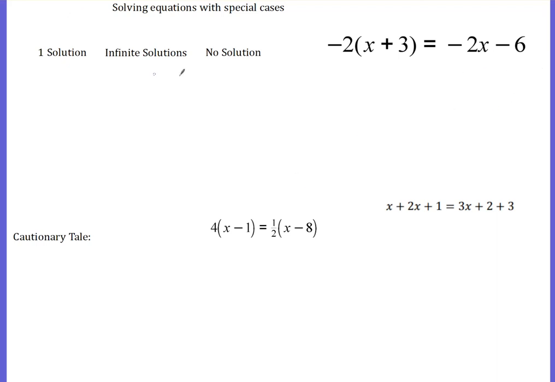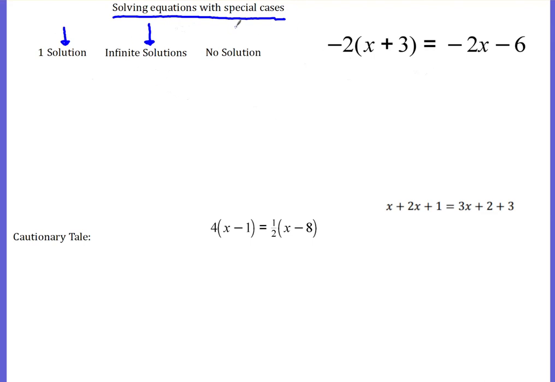We're going to be doing another review. Today we'll be going over solving equations with special cases. What I mean by that is we deal a lot with these, but sometimes we have cases where the variable we're solving for can have any number at all be the solution. So there's an infinite amount of solutions. It doesn't matter what the variable is, it will solve the equation.